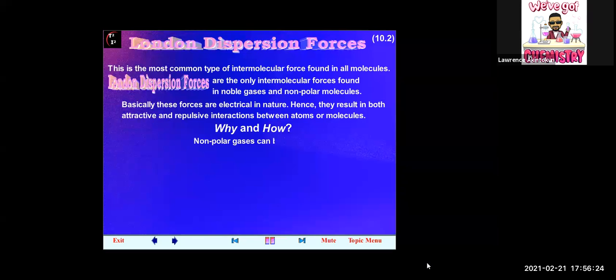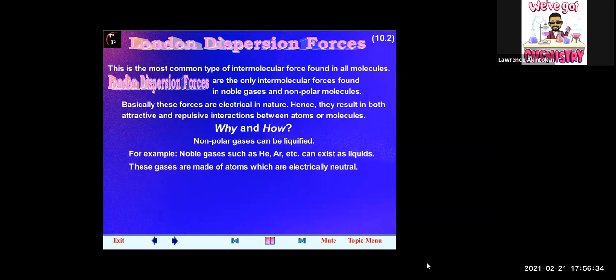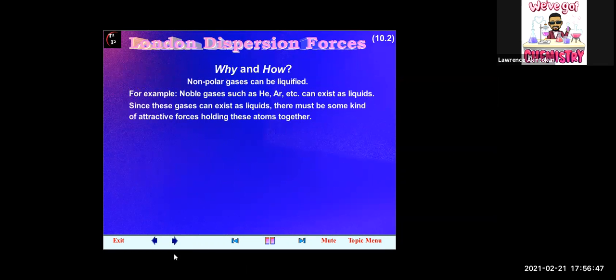Why and how? Nonpolar gases can be liquefied. For example, noble gases such as helium, argon, etc. can exist as liquids. These gases are made of atoms which are electrically neutral. How can gaseous, neutral atoms attract each other to form a liquid? Since these gases can exist as liquids, there must be some kind of attractive forces holding these atoms together.